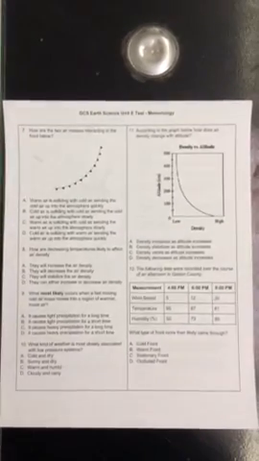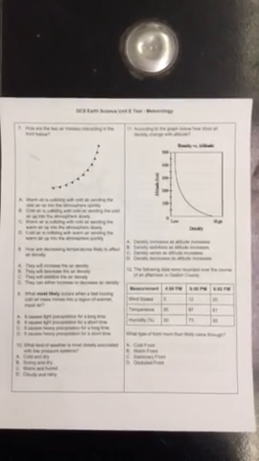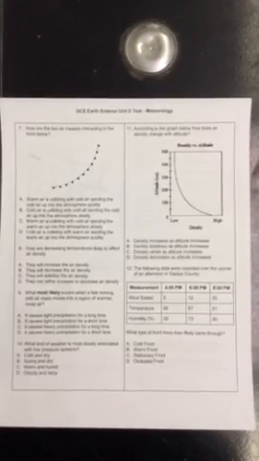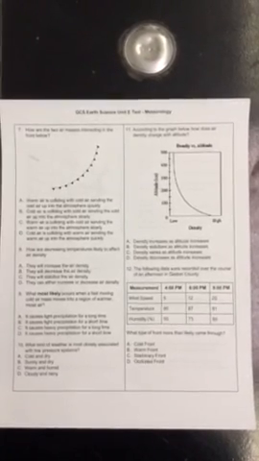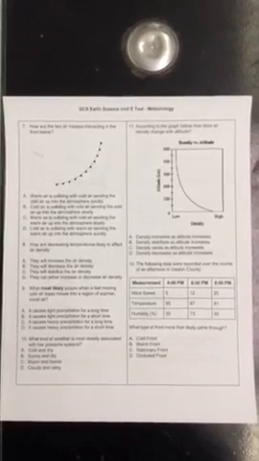Number 8, how are decreasing temperatures likely to affect air density? A, they will increase the air density. B, they will decrease the air density. C, they will stabilize the air density. D, they can either increase or decrease air density.